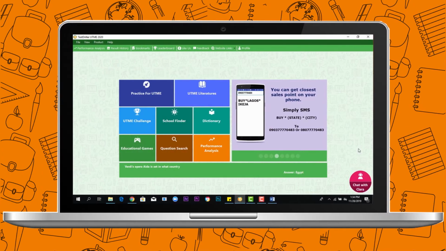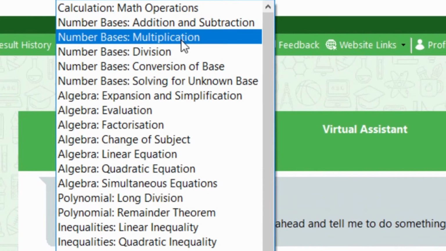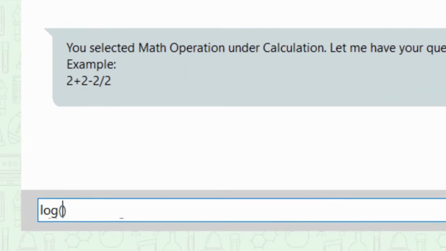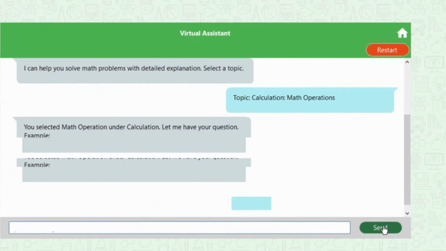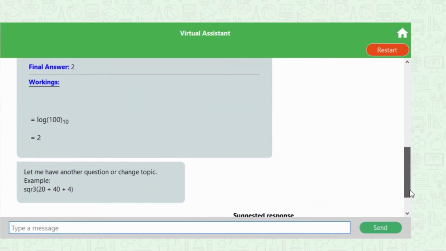Let's switch to the desktop app for the rest of the examples. Now let's move to logarithm. The logarithm of 100 with base 10 can be solved by typing log open bracket 100 close bracket underscore base 10 or underscore 10. Do note that the number comes before the base.